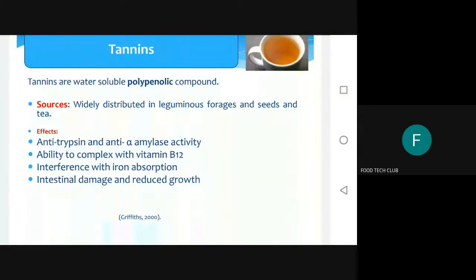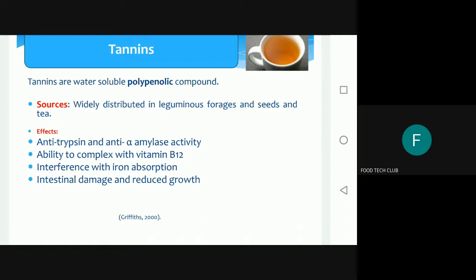Okay, tannins. A few minutes back we had seen that tannins are present in tea. These tannins were the flavoring compound, and they are also the coloring compound. But again, tannins are an anti-nutritional compound as well. So whenever you are consuming tea, remember, do not consume it in excess.